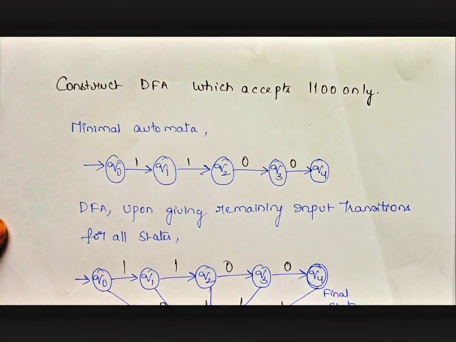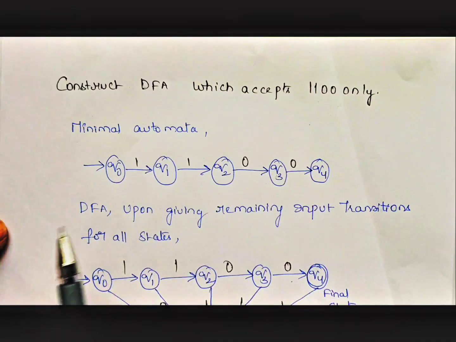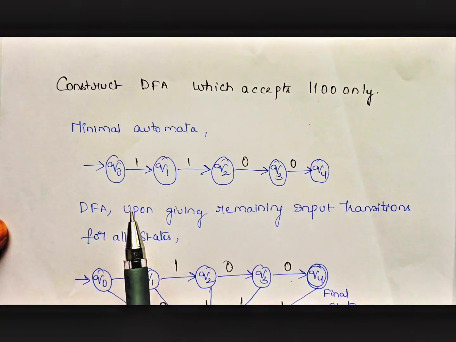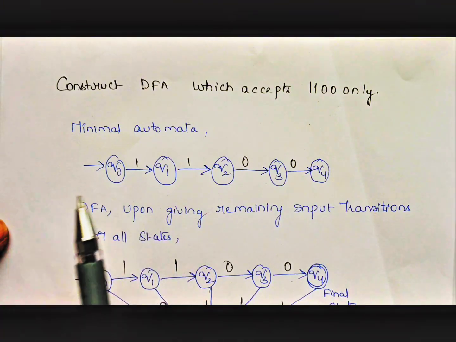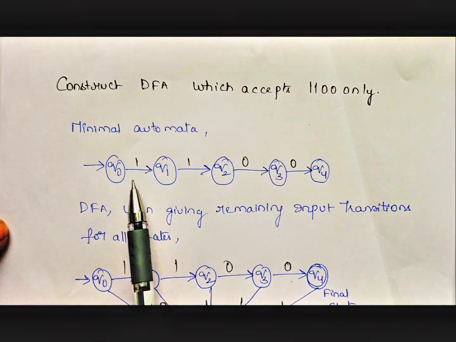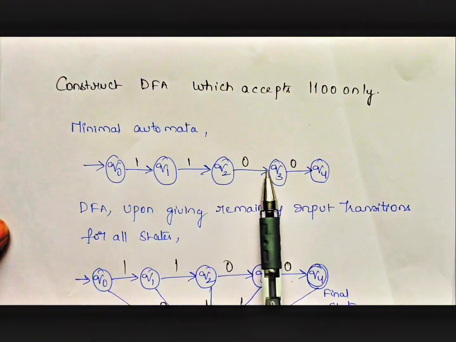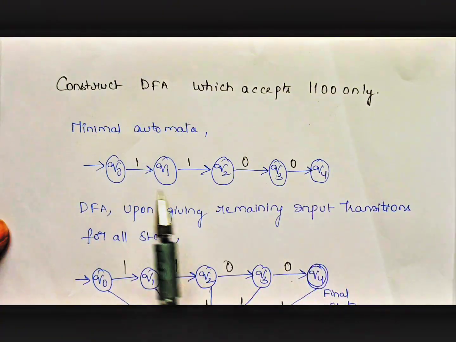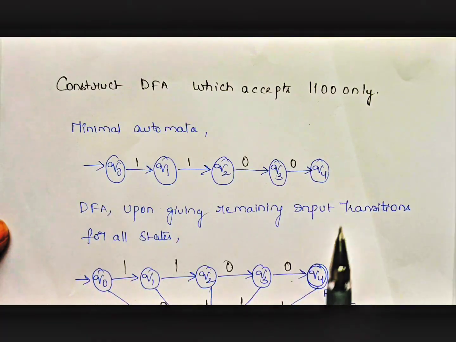One more example of a DFA is construction of a DFA which accepts 1100 only. We need to generate a DFA which should process only 1100. Other than this, no string should be processed by the DFA. So the minimal automata will generate the basic string. Q0 on reading 1 goes to Q1, on 1 goes to Q2, on 0 goes to Q3, on 0 goes to Q4. The basic string 1100 is processed through the minimal automata. Upon giving the remaining input transition for each state, we'll get the complete DFA.